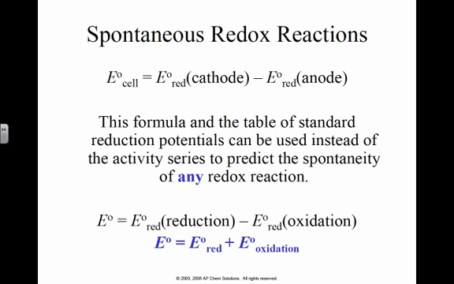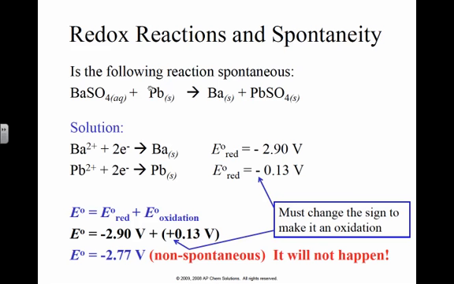And we know how to solve for E cell. It's always going to be reduction minus oxidation, or the cathode minus the anode. Okay, so is the following reaction spontaneous? Well, notice what happens. Barium goes from +2 to just barium, so that means that it gained 2 electrons. Pb goes from Pb to Pb plus 2, so that means it got oxidized.